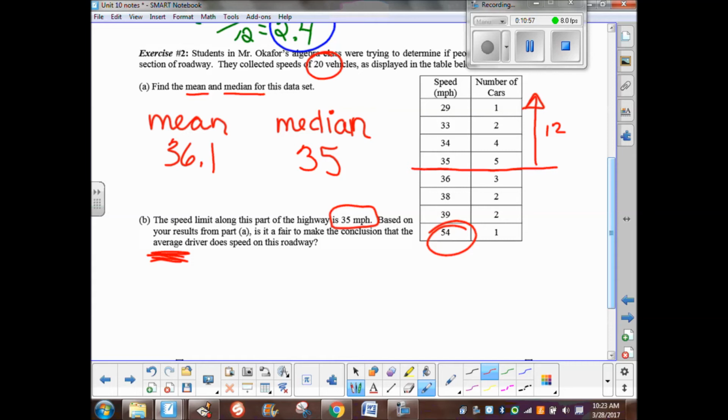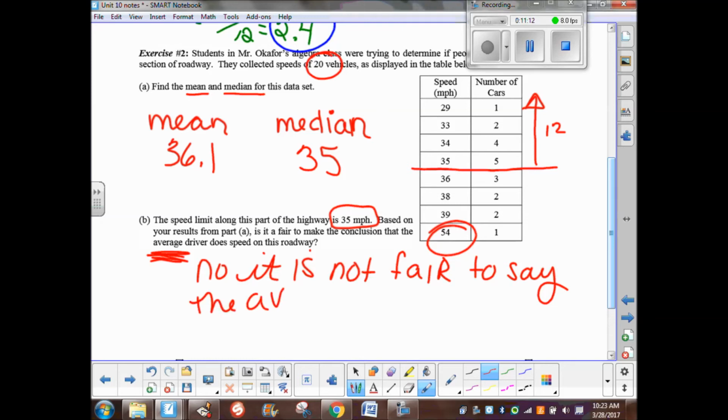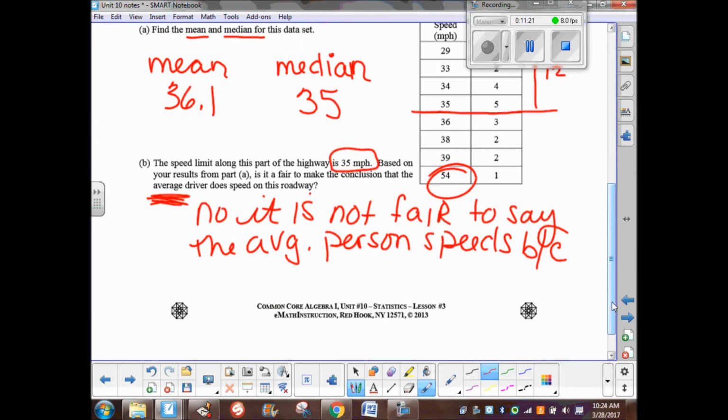No. Okay. All right. So no, it is not fair to say the average person speeds, because we looked and we found 12 out of 20 traveled at the speed limit or less.